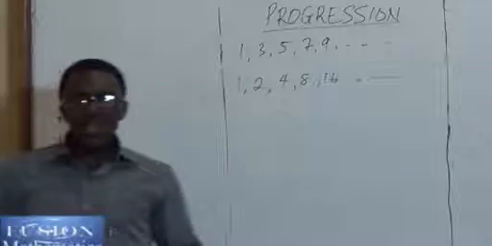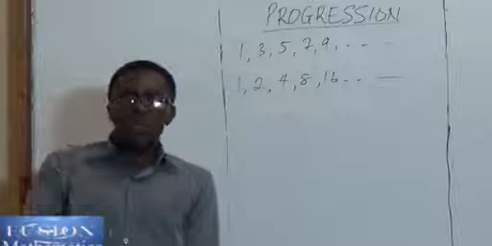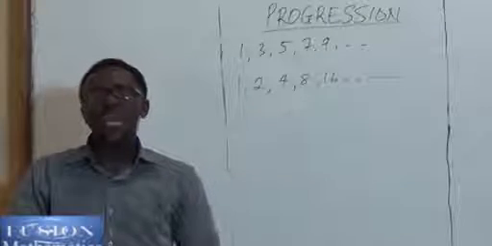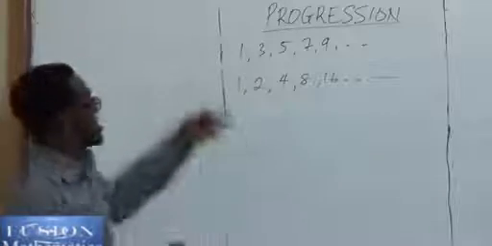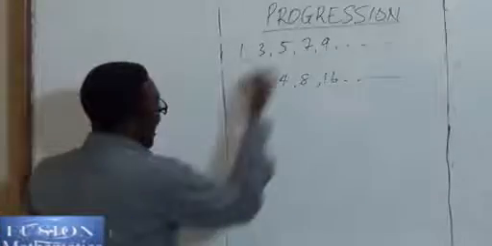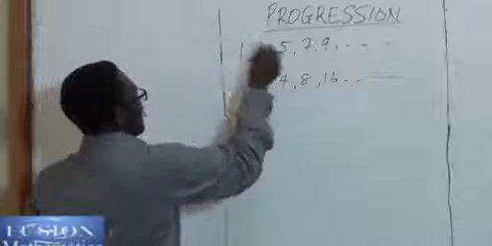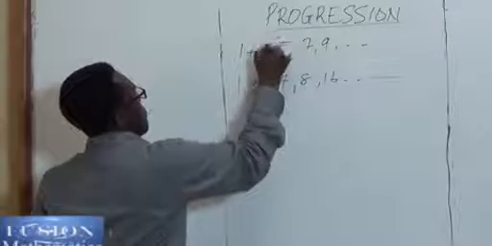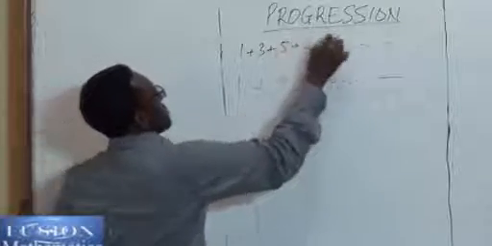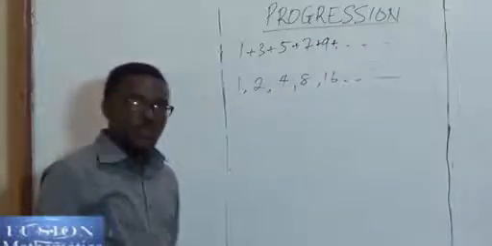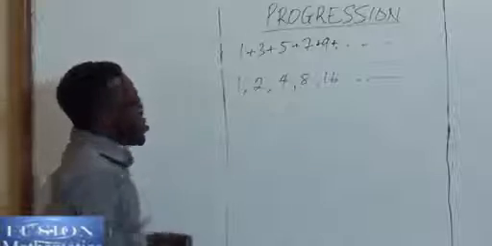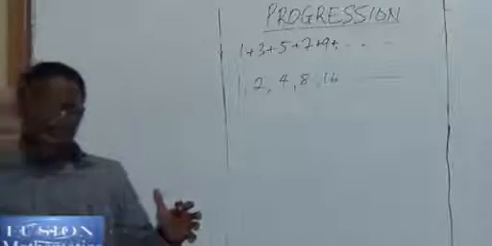Also, we'll be looking at what we call series. Now, a series is simply the addition of a progression or a sequence. If, for instance, in the example I gave, we start adding all of them, that is 1 plus 3 plus 5 plus 7 plus 9 plus, and it goes like that. Right? So that is a series.